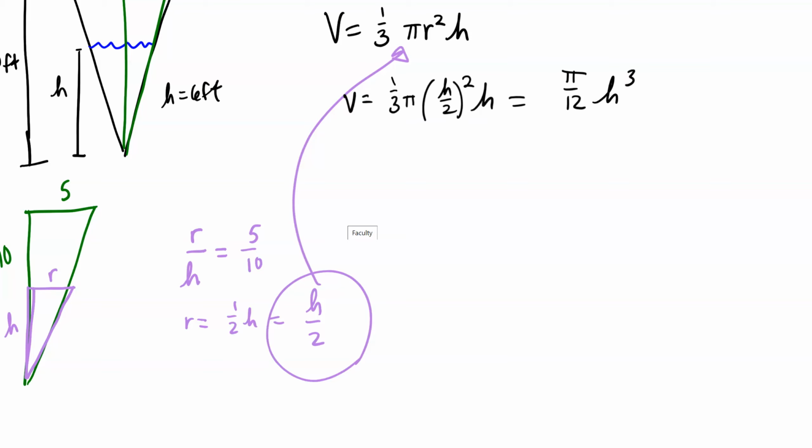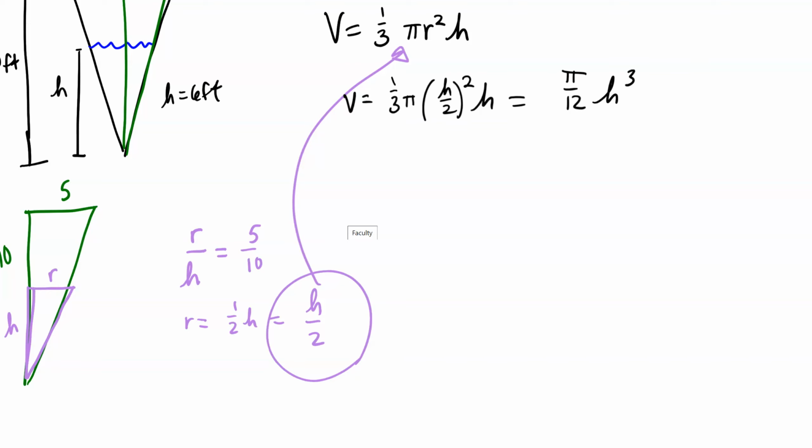I have a cool question. Because we know the relationship between radius and height, now we have everything in terms of height. Yes, Maya? Why can't you just plug in r and pi? Well, we don't know what r is, because here r is changing as the water level rises, because I want to know how the volume is changing.